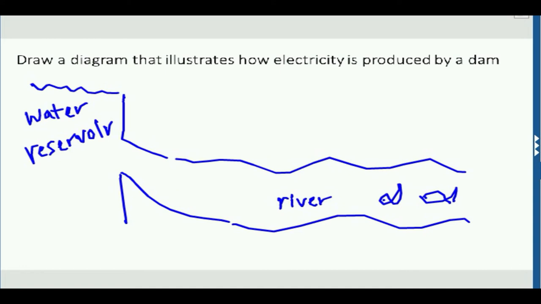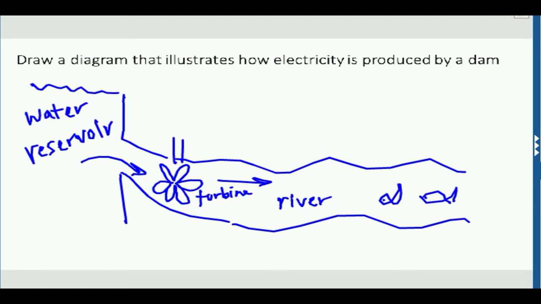And then right here, you have this thing that looks like a flower, but it's really a turbine. Water goes through the turbine, and it produces electricity. It goes to the generator.